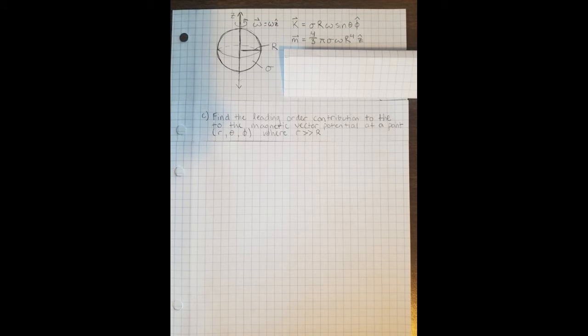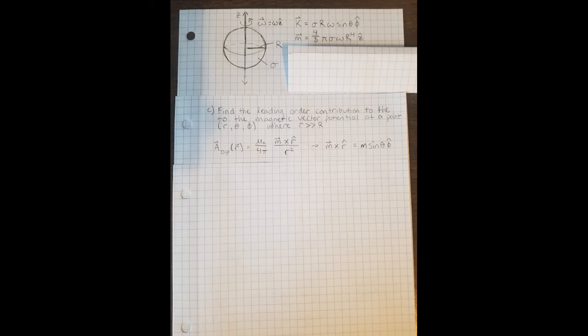Next, we want to find the leading order contribution to the magnetic vector potential at a point r theta phi, where r is much, much greater than the radius of the sphere. Here we have the equation for the magnetic vector potential, which is equal to mu naught over 4 pi times the magnetic moment crossed with r hat divided by r squared. Now we can find m cross r hat equals m sine theta in the phi hat direction.